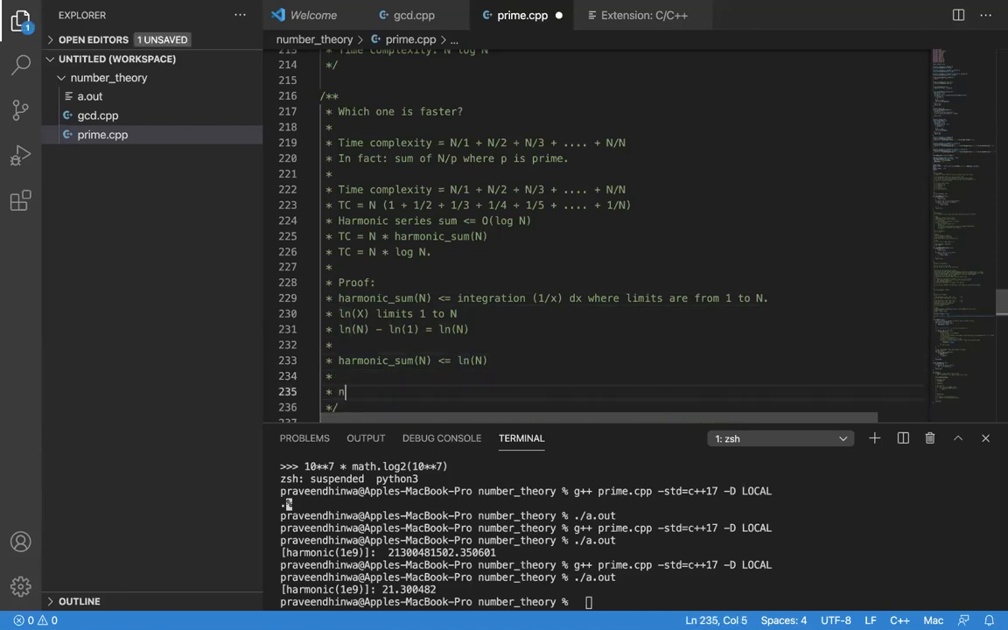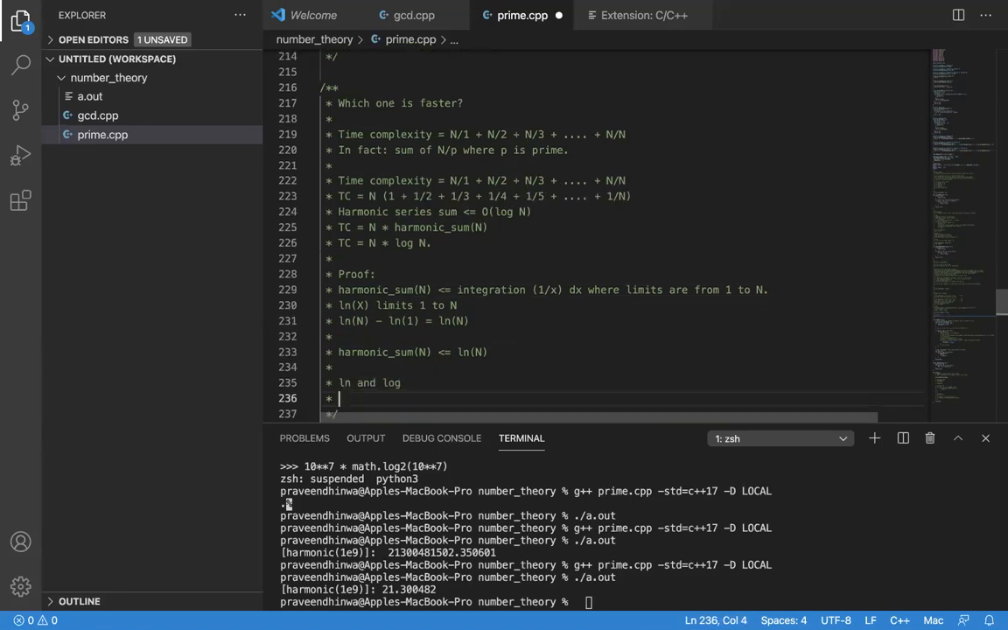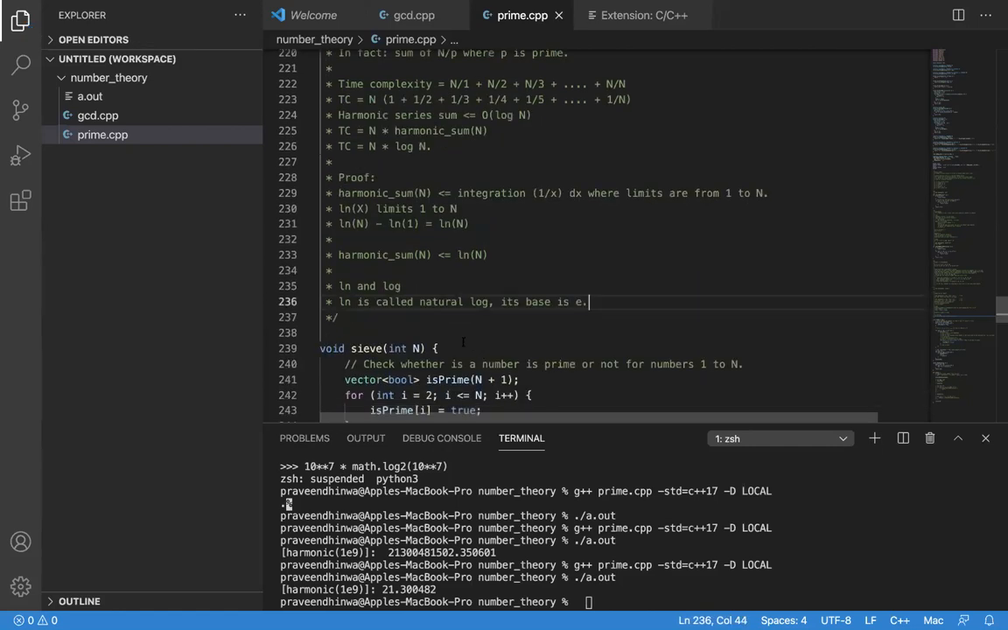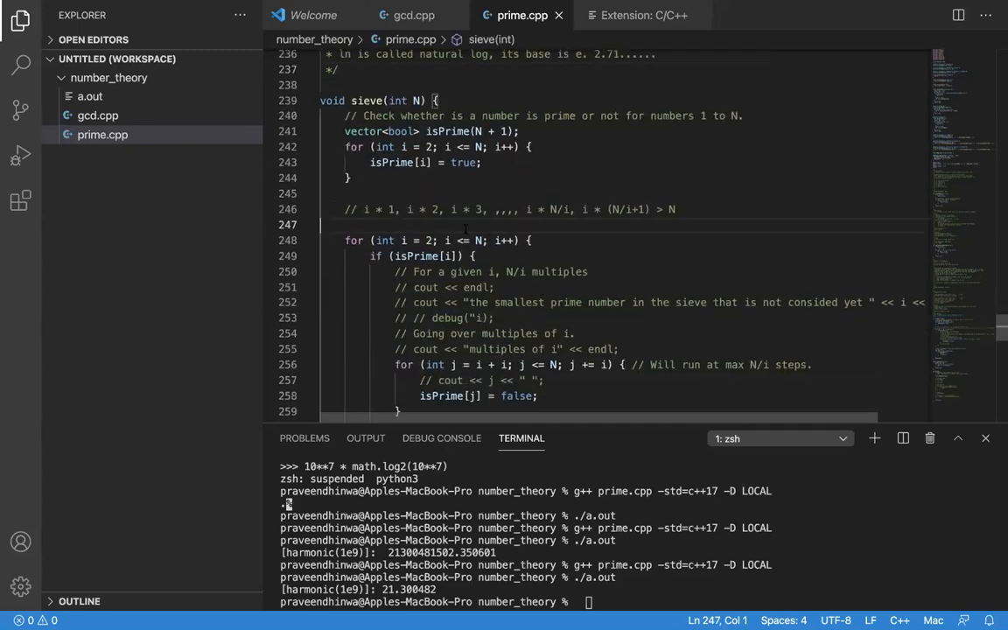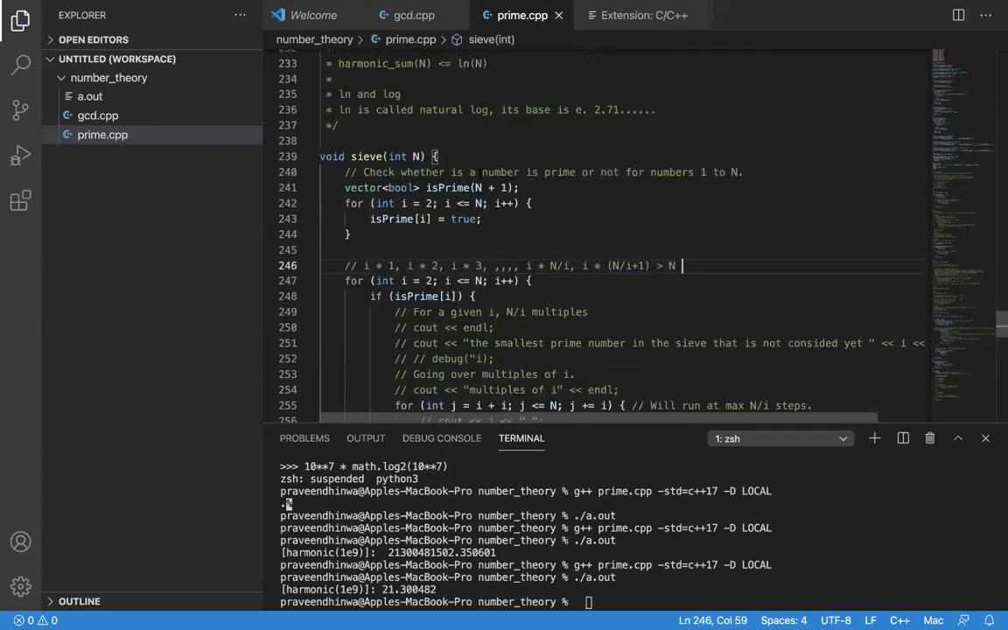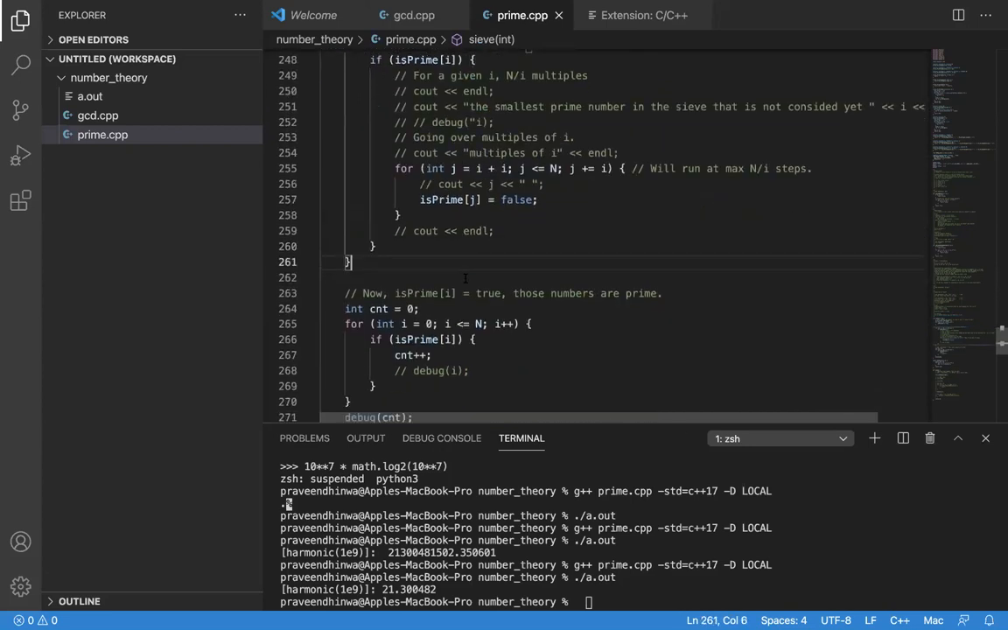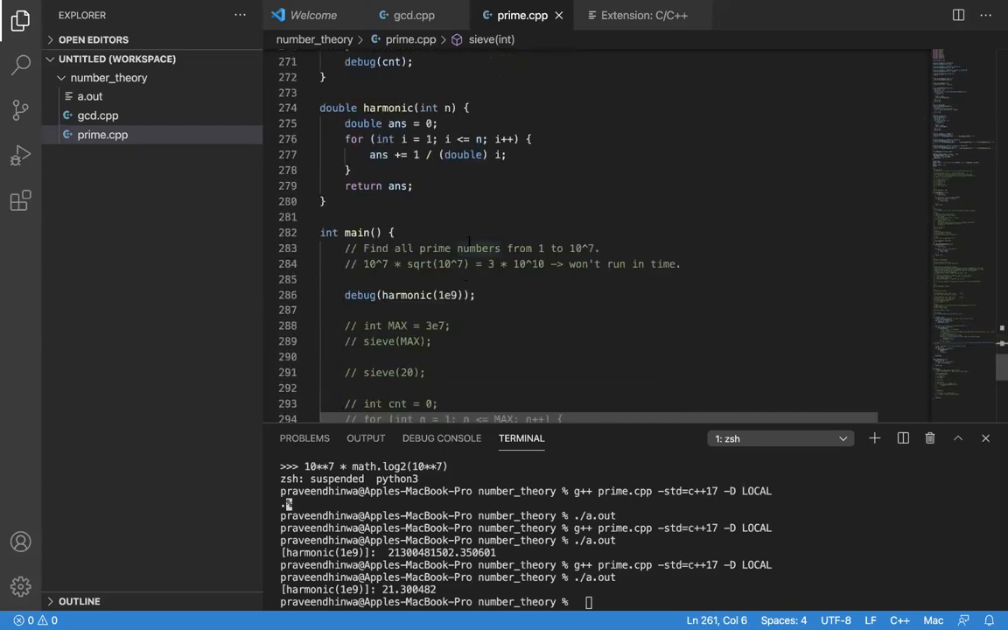Do you know the difference between ln and log? ln is called the natural log, and its base is e. That's the difference. There is no other difference. Instead of 2, the base is some number, 2.71, some transcendental number. Okay. So this is the Sieve algorithm. Its time complexity is n log n, and you can use it to find all the prime numbers.